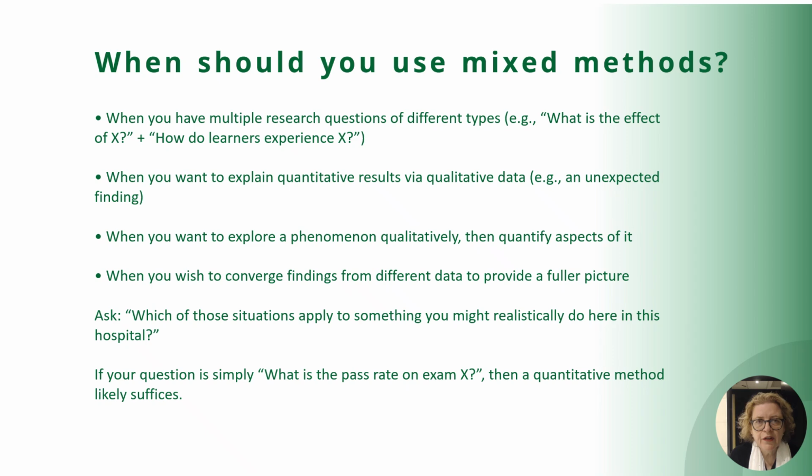It's not necessary that mixed methods are bad and non-mixed methods are good. What really matters, for instance, if you're doing a PhD viva, is your justification. So when you have multiple research questions of different types, like what is the effect of X, how do learners experience X, then you would adopt mixed methods. When you want to explain quantitative results using qualitative data. So you have a surprising finding, maybe an outlier statistic, and you have no statistical explanation. You need to delve deeper.